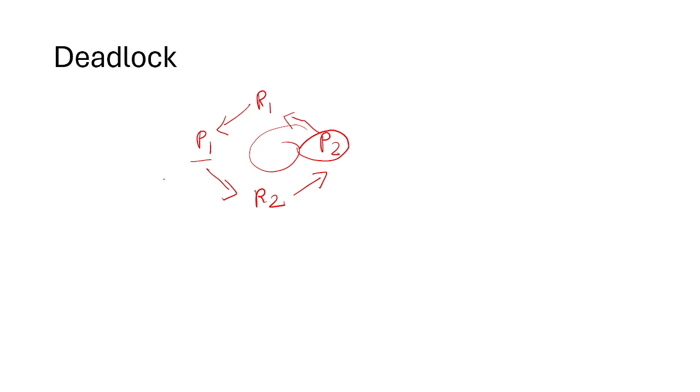A thread may utilize the resources in the following order. First, it needs to request the resources. Then, once the resources have been allocated, the thread utilizes those resources. After usage, it has to release those resources. All three of these things happen by using a set of system calls.